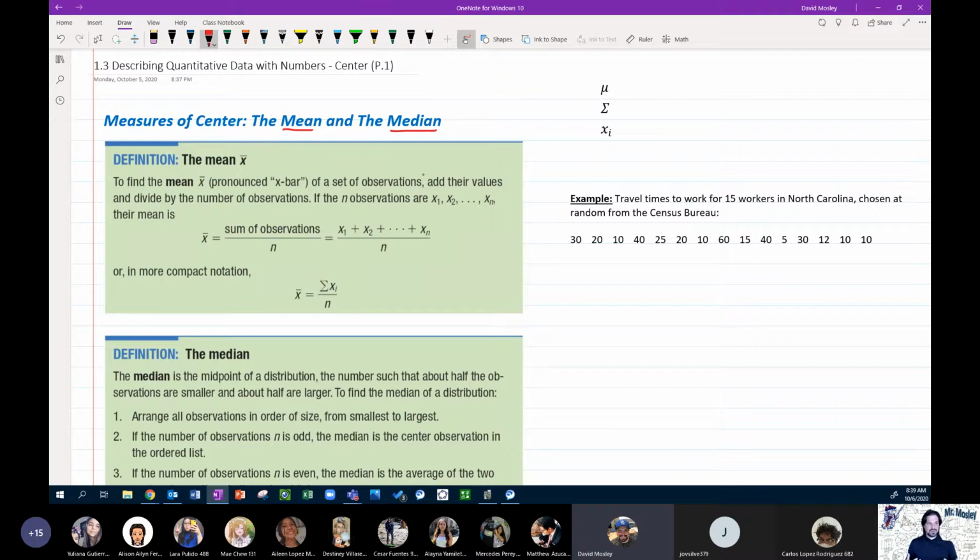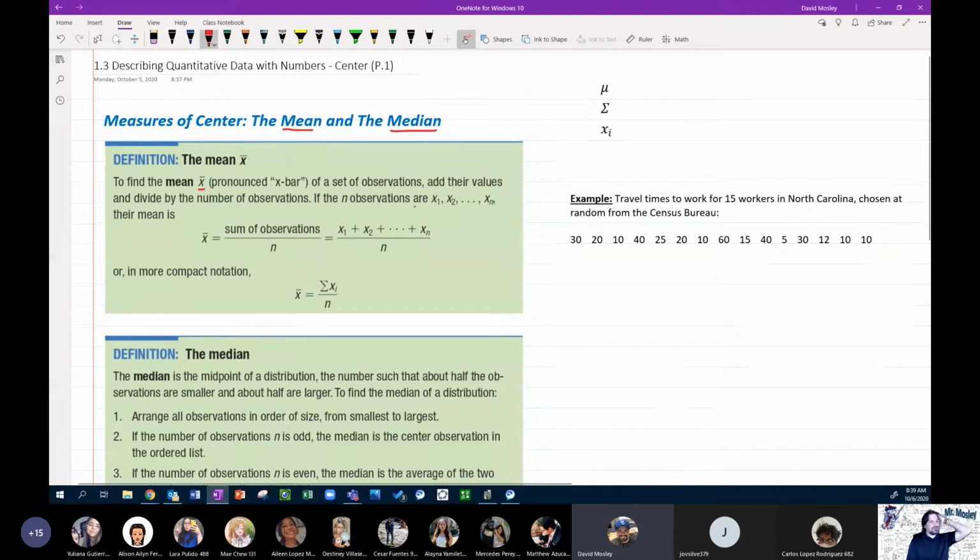So we have our definition of the mean. To find the mean, otherwise notated as x bar, of a set of observations, add their values and divide by the number of observations. If the n observations are x1, x2, through x sub n, their mean is determined by this formula. Now, this is just a fancy way of notating: take all of your data points, add them up, and divide by how many data points you have.